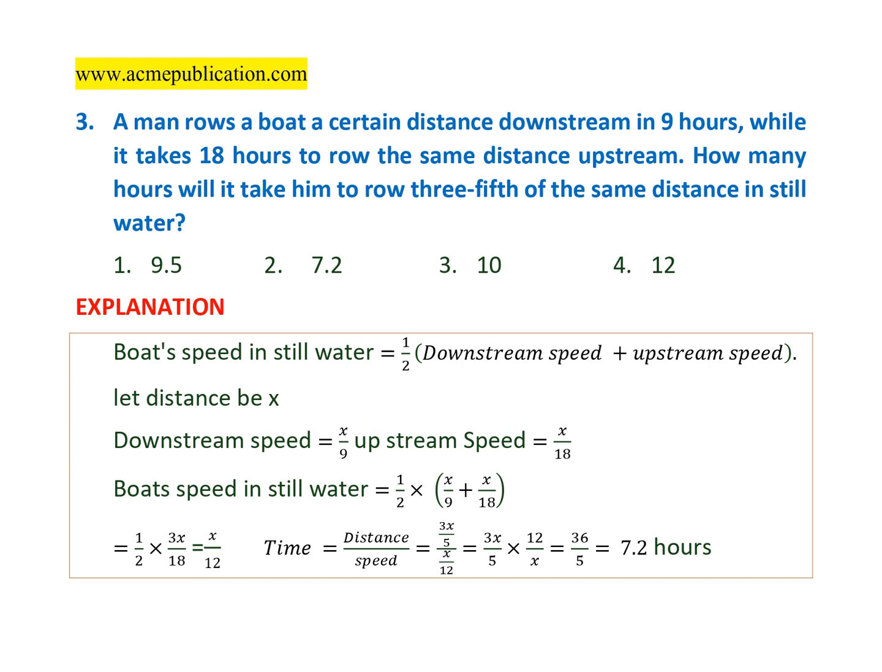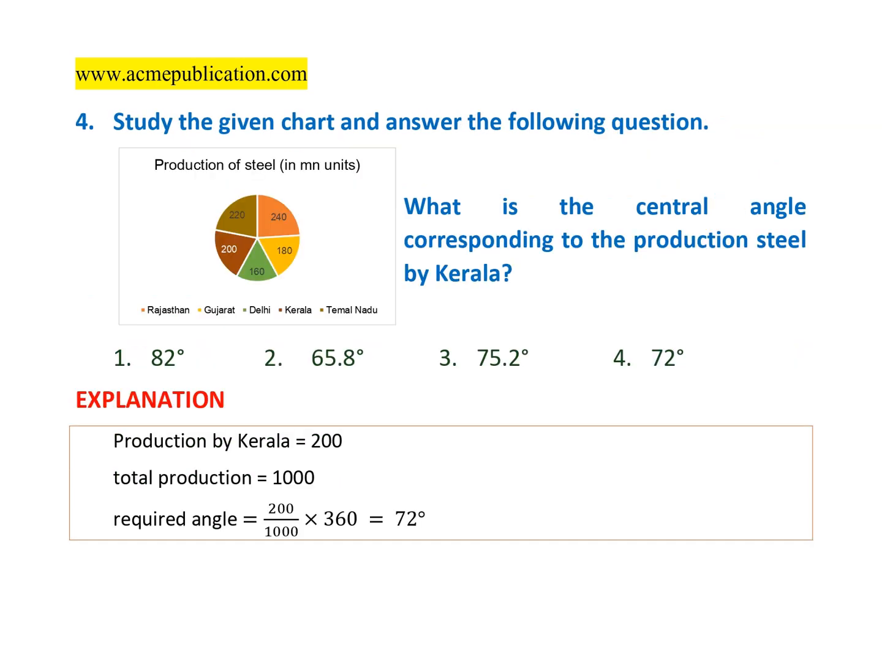Now we will find the speed in still water, that will be 1 by 2 multiplied by (x upon 9 plus x upon 18). So we will get speed is equal to x upon 12. Now putting it into the formula, time is equal to distance upon speed, but pay attention that our distance is 3/5. So we will take 3x upon 5 upon x by 12. And solving this, we will get 7.2 hours will be the correct answer.